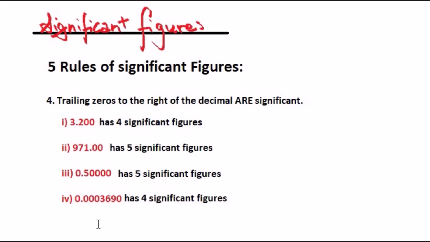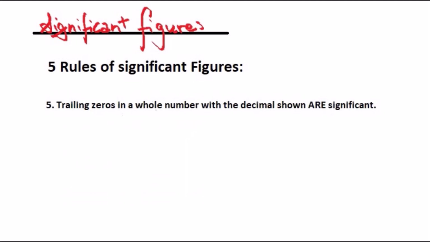They are leading zeros. So for the final rule, trailing zeros in a whole number with the decimal shown are significant. And of course it means if the decimal point is not shown, then they are not significant. How many significant figures are there in each of these examples? Example 1, the decimal point is shown here. And so we say that these are trailing zeros. They appear at the end of the whole number. And so therefore, they are significant.